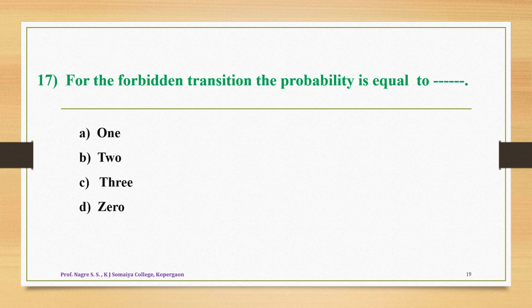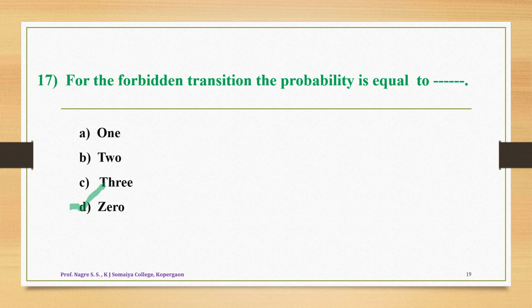The next question is question number 17, and this is here. For the forbidden transition, the probability is equal to, and the options are: option A is 1, option B is 2, option C is 3, and option D is 0. And the correct answer for this particular question is that for forbidden transition, the probability is equal to option D, that is, it is equal to 0.